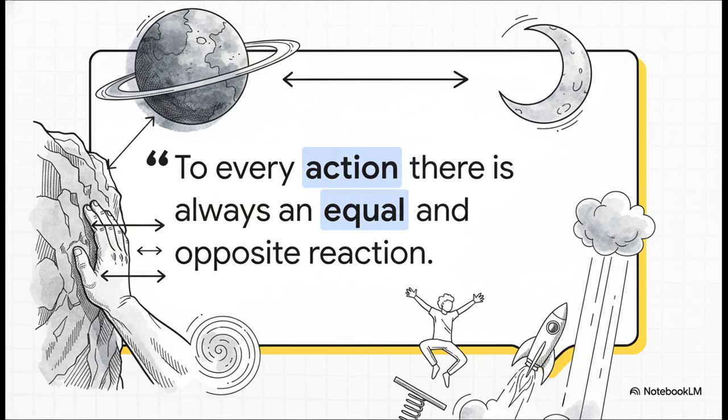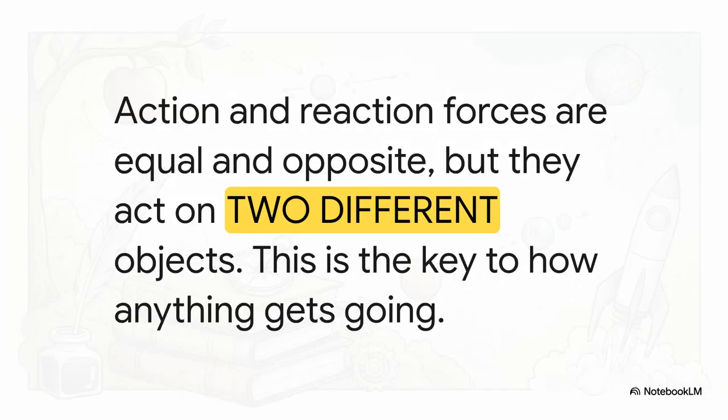Well, it means that if you push on a wall, that wall at that exact same moment is pushing back on you with the exact same amount of force. Forces are always a two-way street. Okay, and this right here is the absolute key to understanding the third law. The action force and the reaction force are always acting on two different things. Think about it. If they acted on the same object, they would just cancel each other out and nothing would ever move. This little detail is why anything in the universe moves at all.